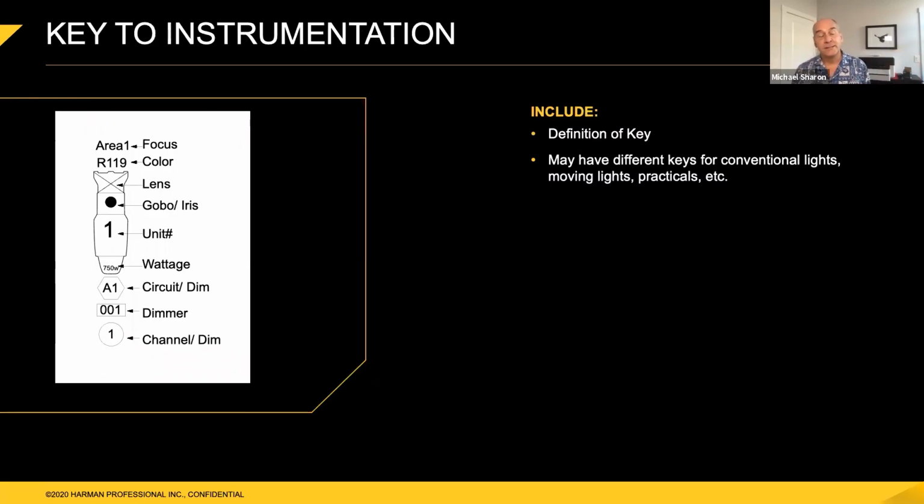So next thing, key to instrumentation. Here is where you're really going to define what the information is that you're including on your drawing and how it's going to be organized. You may have a different key for different types. You may have one for your conventional fixtures that have dimmers and channels. You may have another one for your automated lights that don't have any dimmers. You may have another one for video elements and different things. May have multiple keys, but you need to be able to look at it and instantly know that, oh yes, this is how we reference this stuff.